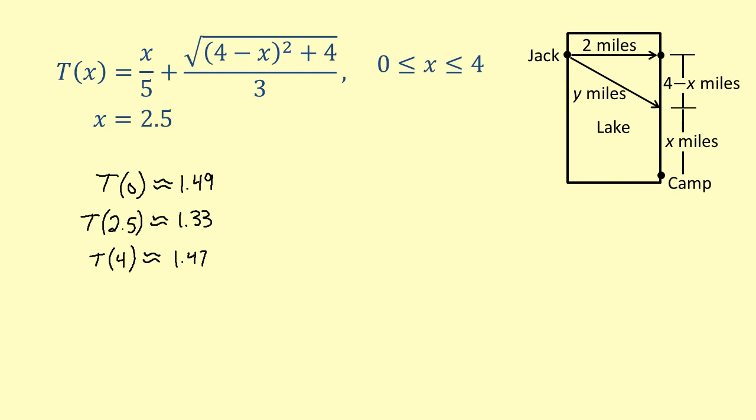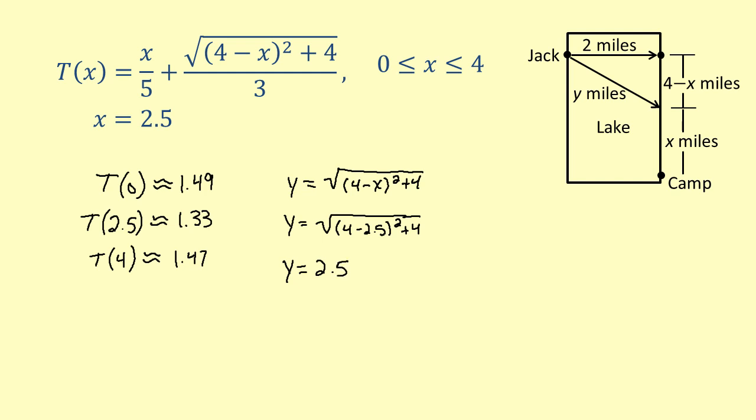But we are asked for the distance that Jack should run and the distance that he should row. We know x, so we need to find y. Recall that y is equal to the square root of the quantity (4 minus x) squared plus 4. So let's substitute 2.5 for x. Evaluating, we get y is also equal to 2.5. Therefore, Jack should row 2.5 miles across the lake and then run 2.5 miles in order to reach the camp in the fastest amount of time.